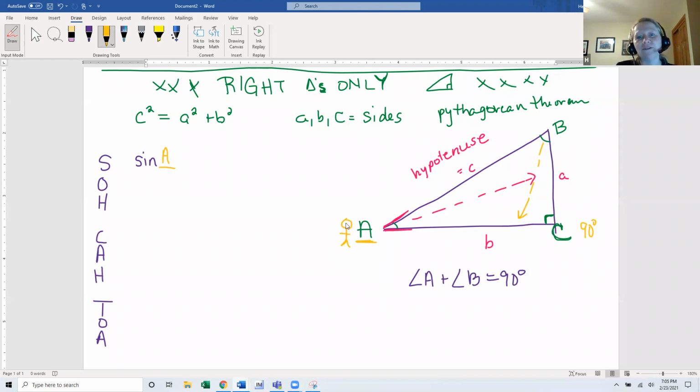All right, so here's our little person. Is it me? It is. See, you recognized yourself as a stick figure. So sine A. Are they celebrating? Yes, because they're so excited about trig.